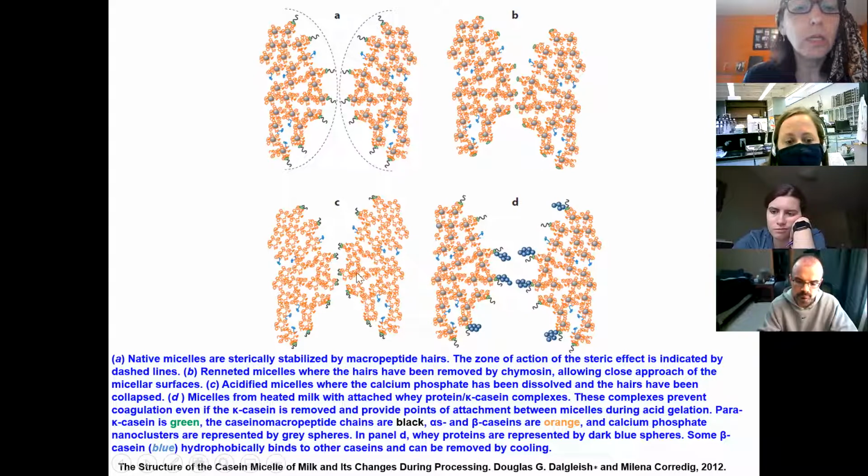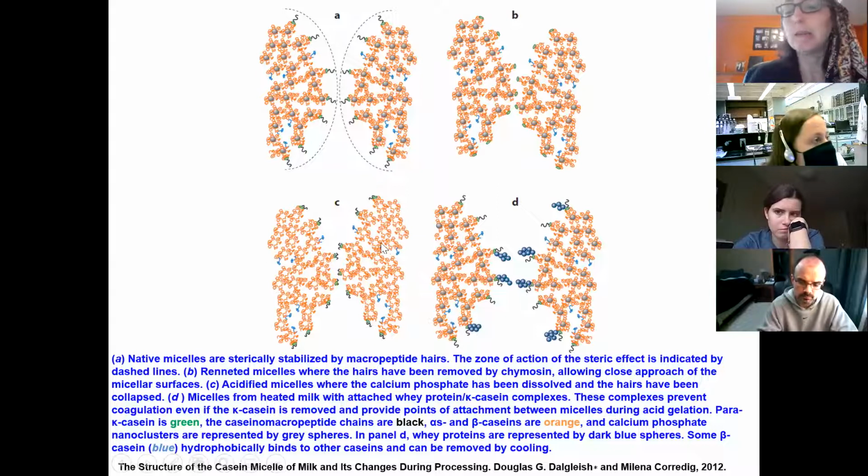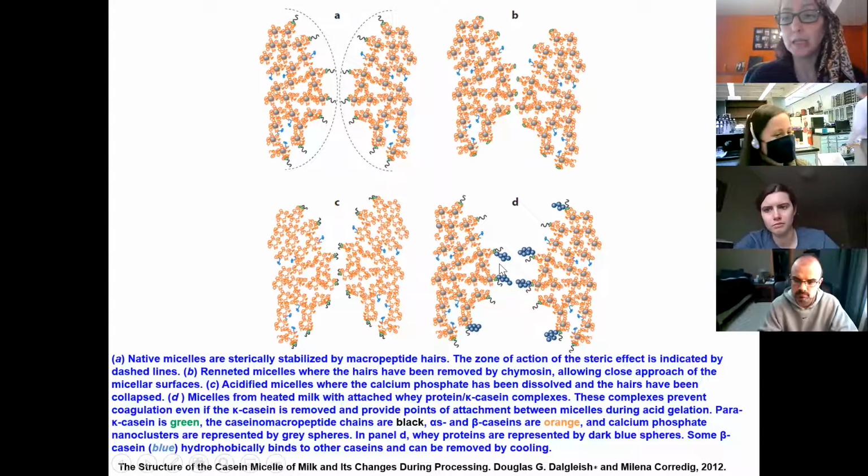C is when you reduce the pH, so your glycomacropeptide loses its charge. Again, in this case, you would have attraction between the casein micelles. The last one here illustrates a denatured beta-lactoglobulin attached to the kappa casein by disulfide linkages. This is something that is actually not desirable when you're trying to make cheese using chymosin.